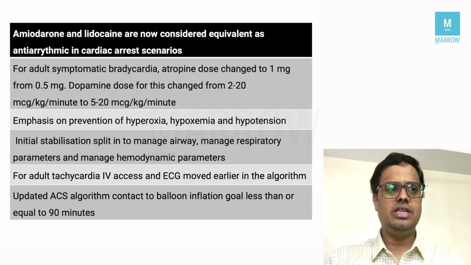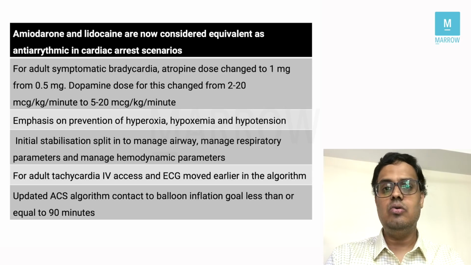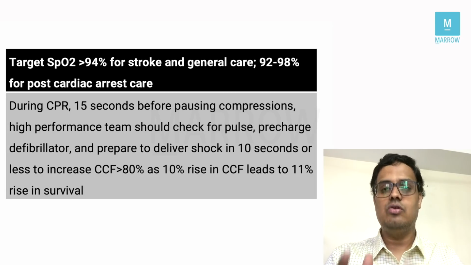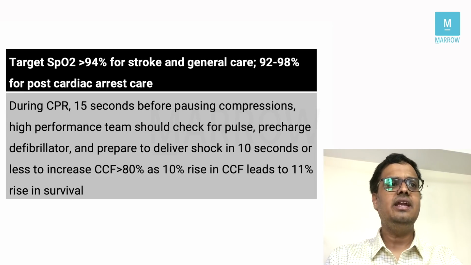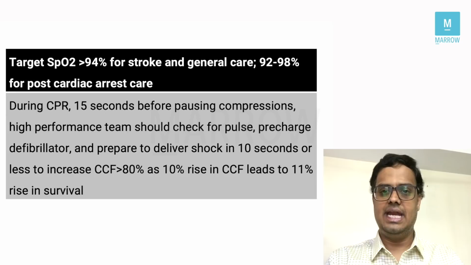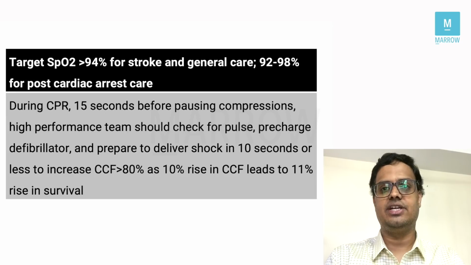Updated ACLS algorithms, ACS, acute coronary syndrome algorithm: the contact to balloon inflation goal is less than or equal to 90 minutes. That means before the patient goes into the cath lab, it should be less than or equal to 90 minutes, right? The target SpO2 they have said is greater than 94% for stroke patients in general care and 92 to 98% in post cardiac arrest care. So you should maintain a good amount of oxygenation for the patient.